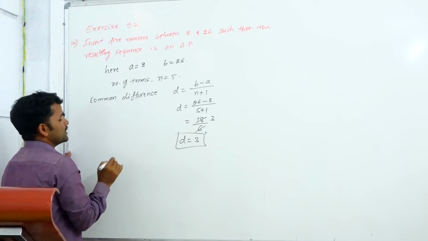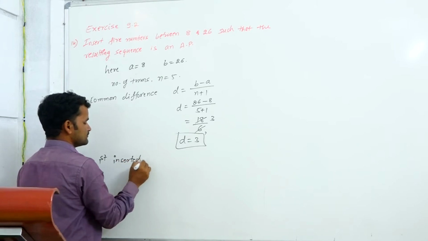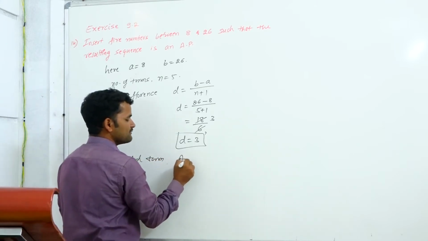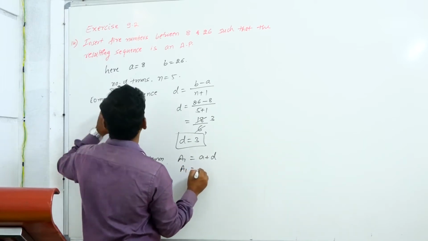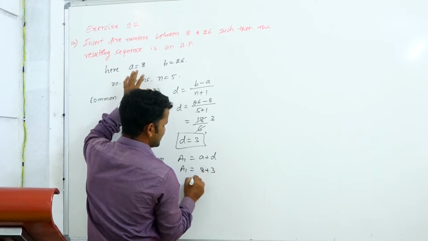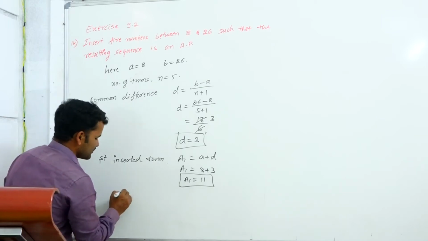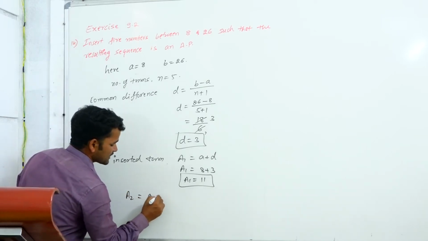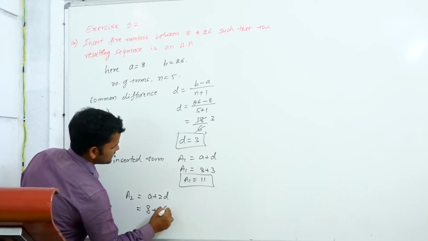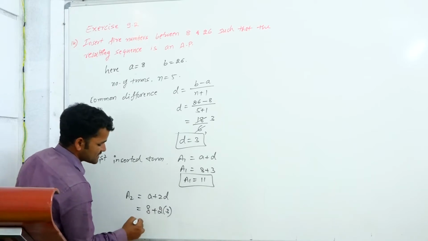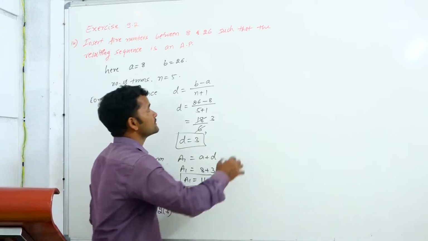Next, 5 terms we need to insert. First inserted term, that is A1 is equal to A plus D. A1 is equal to 8 plus 3 is 11. First inserted term is 11. What about the second inserted term? A2 is A plus 2D. A is 8. 2 into D is 3. 2 threes are 6. 6 plus 8 means 14. A2 is equal to 14.